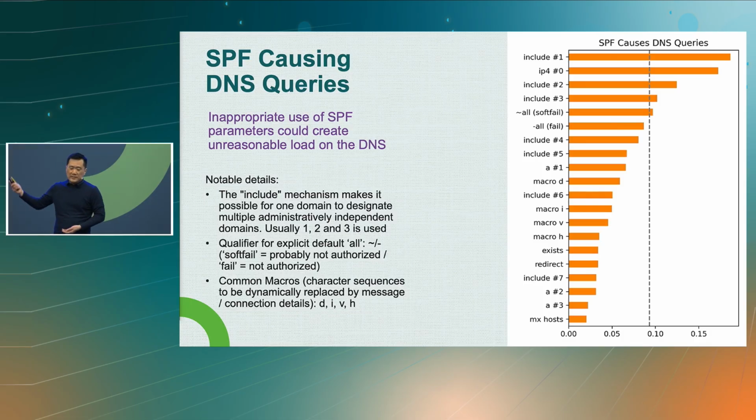So what you can see here is what the majority of people are doing. They limit themselves to one include, and they use a soft fail, and you see that they don't use the macros. If you see at the bottom, the worst case scenario is that there are some PCI organizations that use 7 includes. So that's probably not a very good idea.